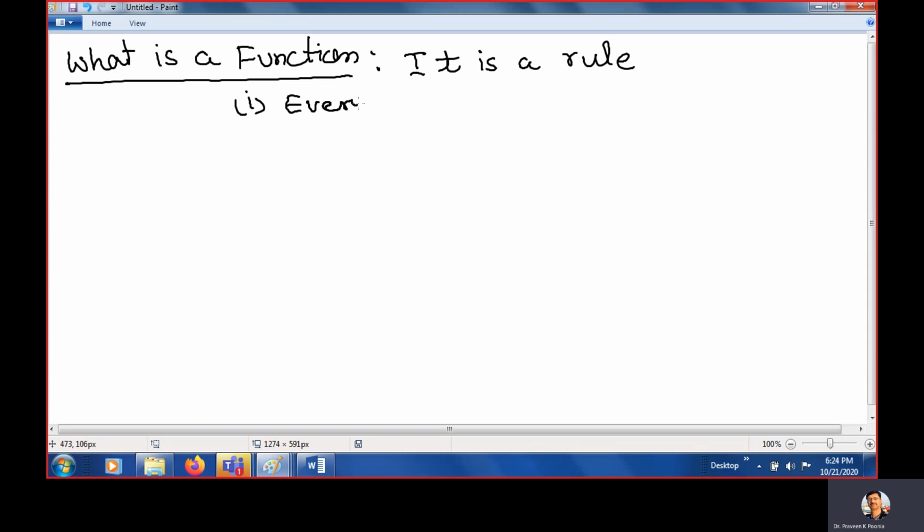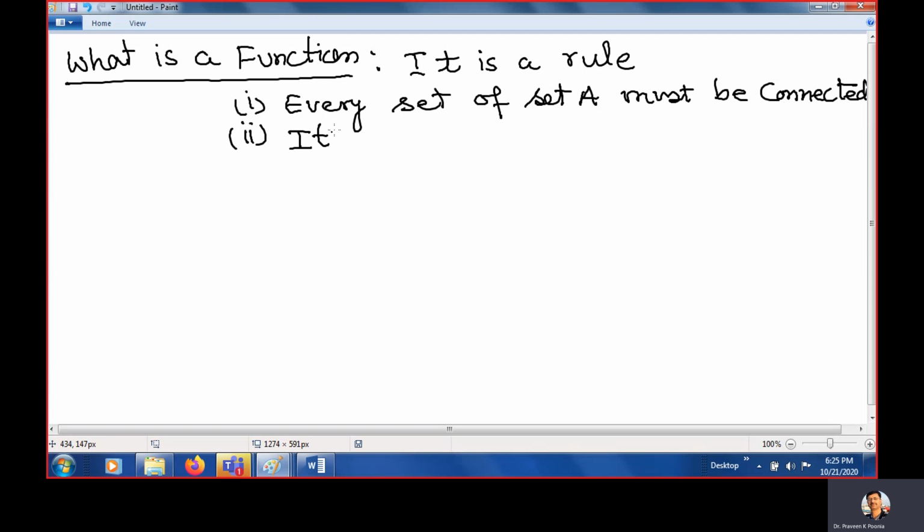What is the first property? Every element of set A must be connected. And what is the second rule? It must be connected with one element only.